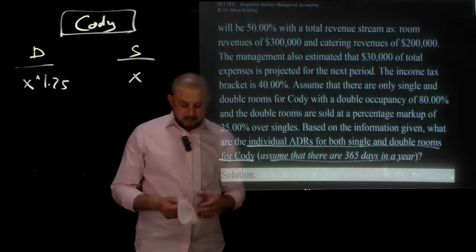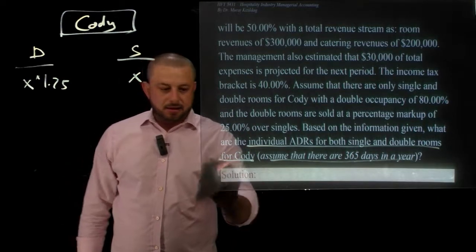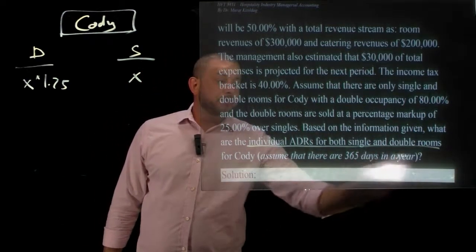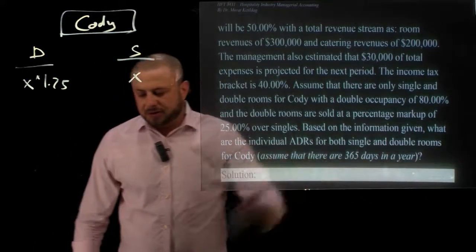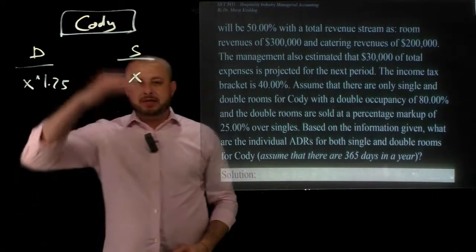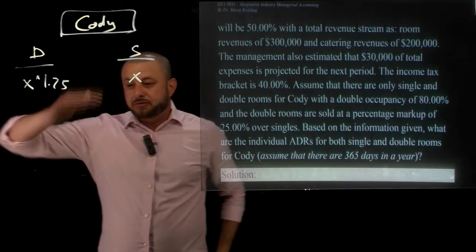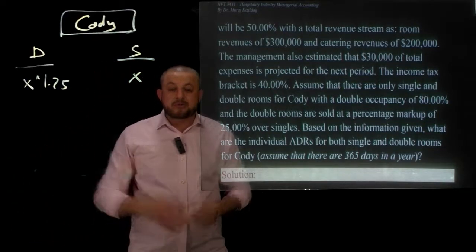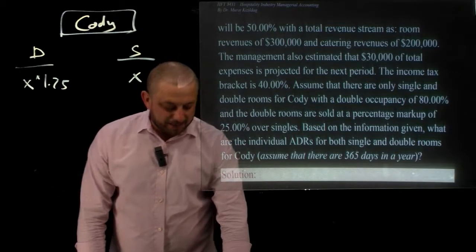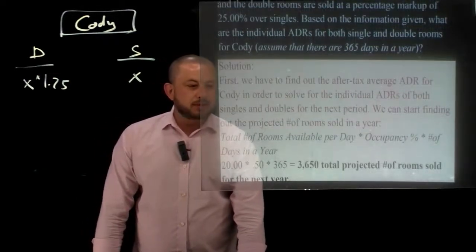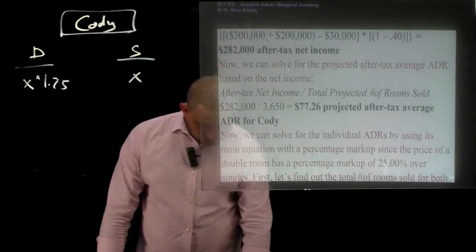Guys, this example is the longest example, because we don't have the after-tax average ADR. We have to find it first. We have to find the number of double rooms sold first, and then we have to find the total number of singles sold and everything. So we have to find everything in the formula. Well, I know it's very lengthy, but trust me, it's a great practice for you guys. Okay, so let me go back to my solution.